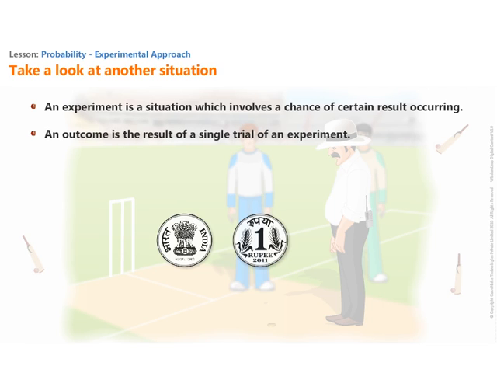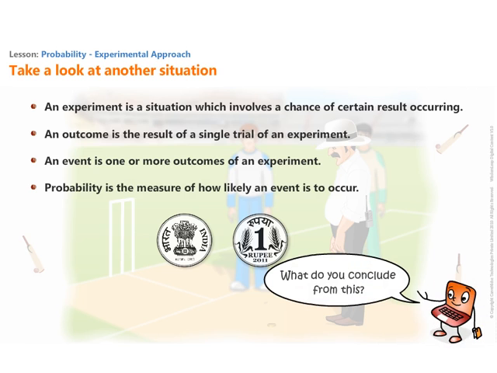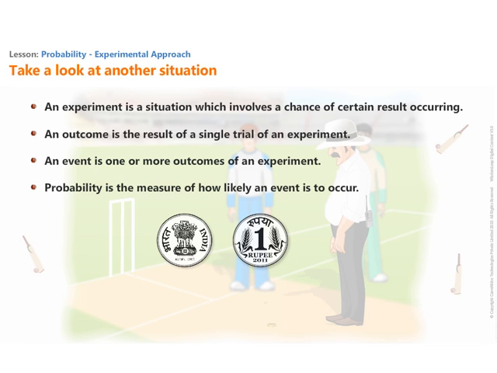So, an outcome is the result of a single trial of an experiment. A chance of getting a head or a tail is an event. So, an event is one or more outcomes of an experiment. The probability of getting a tail or a head in a single trial is 50%. Therefore, probability is the measure of how likely an event is to occur. What do you conclude from this?